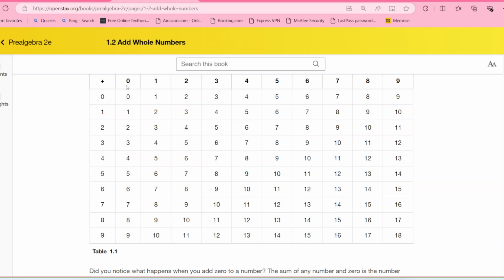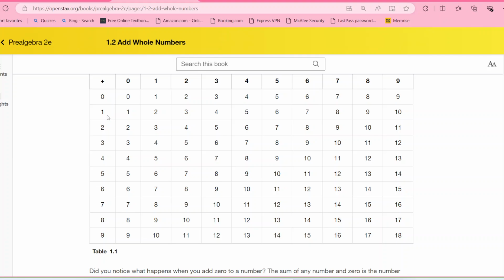So 0 plus 0 is 0. 0 plus 1 is 1. 0 plus 2 is 2. 0 plus 3 is 3. 0 plus 4 is 4. 0 plus 5 is 5. 0 plus 6 is 6. 0 plus 7 is 7. 0 plus 8 is 8. 0 plus 9 is 9.